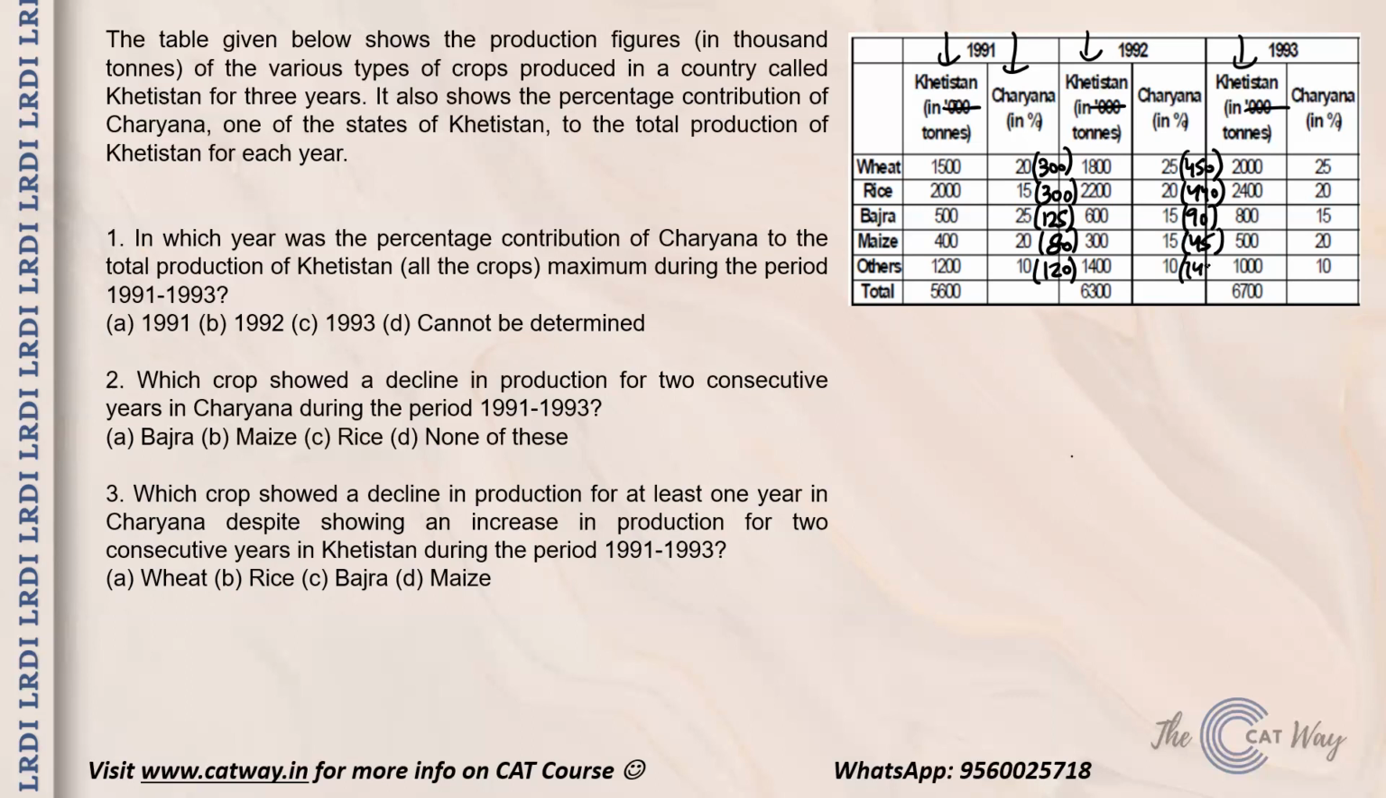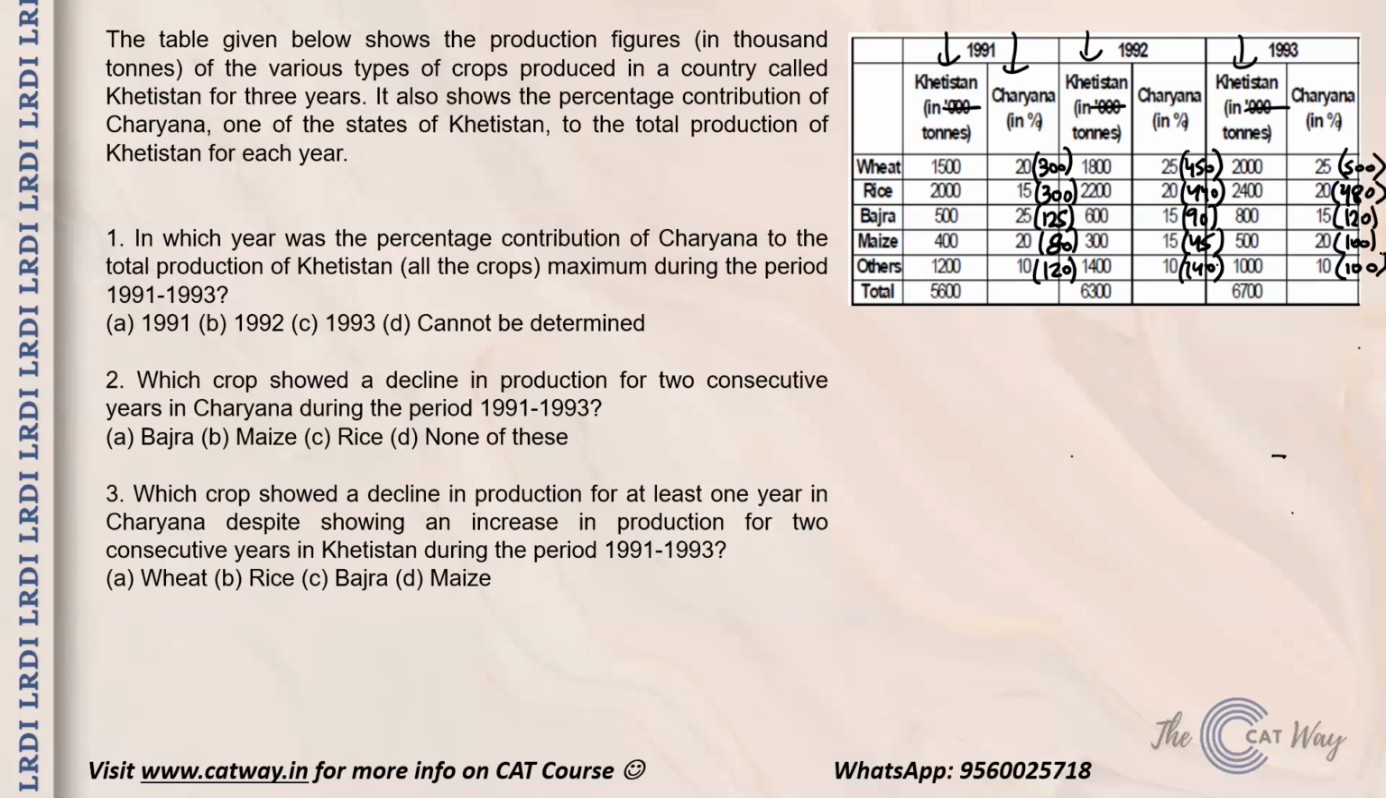10% of 1400 is 140. Okay, and then you have 25% of 2000, that is 500. 20% of 2400, that is 480. Then you have 15% of 800, that would be equal to 120. Then you have 20% of 500, that is 100. And then you have 10% of 1000, that is 100. Now the solving of the question becomes easier for you.